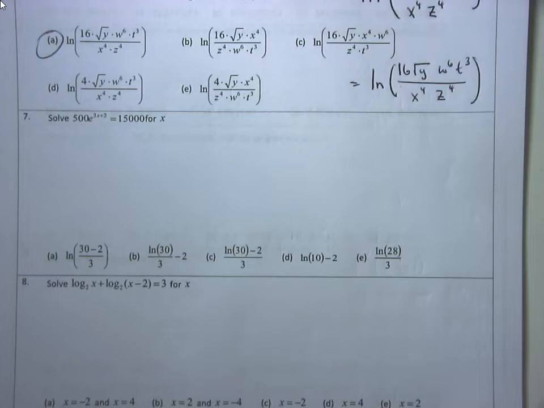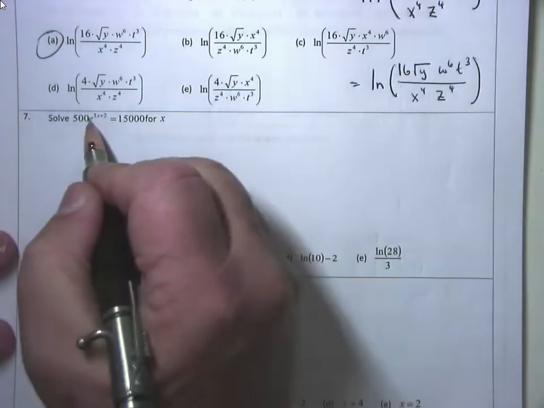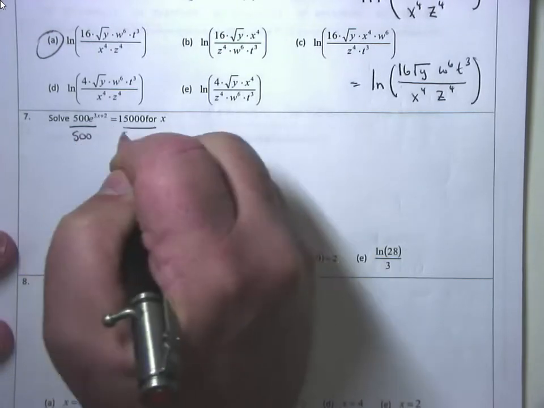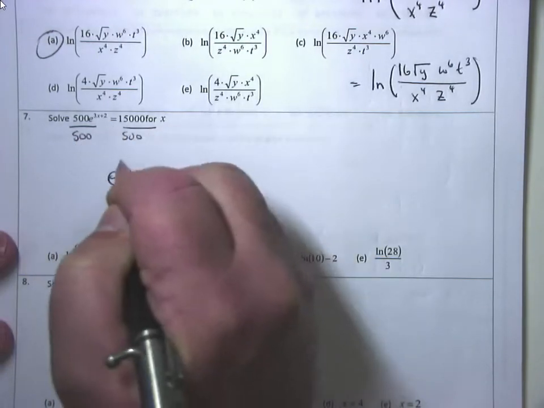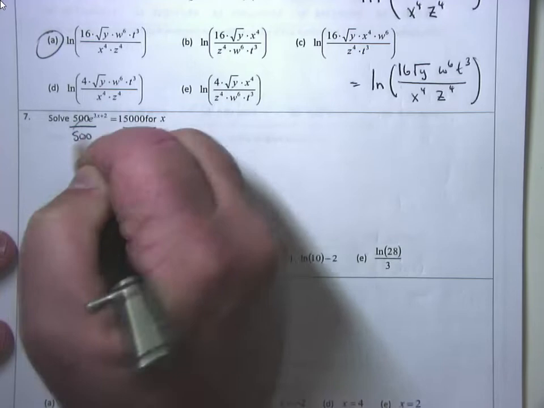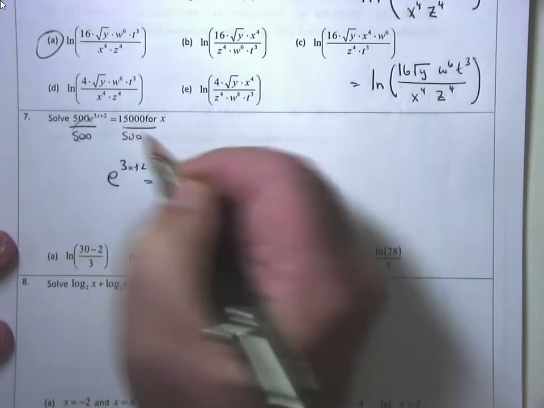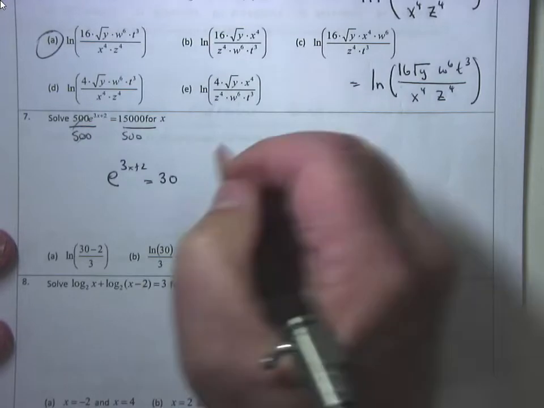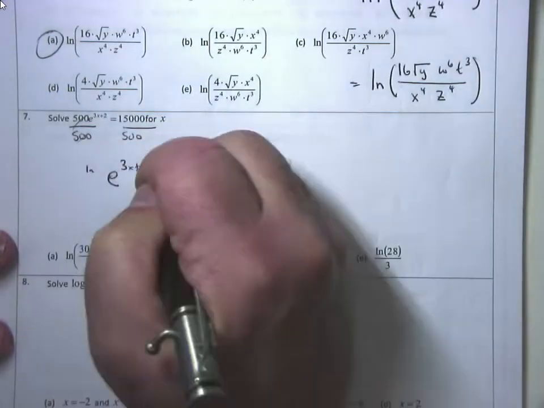So my first move is to get rid of that 500. It's being multiplied times e to the 3x plus 2, so I'm going to divide both sides by 500. This gives me e to the 3x plus 2, because the 500s cancel. 15,000 divided by 500 is 30. Now what kills off e's and brings down exponents? Natural log, so take the natural log of both sides.